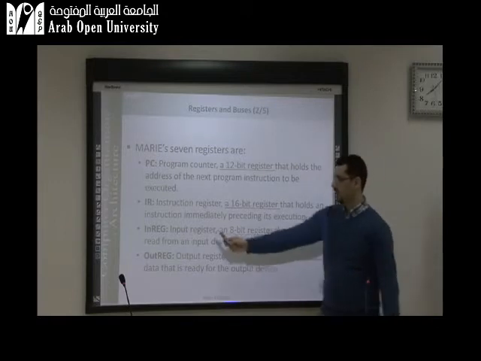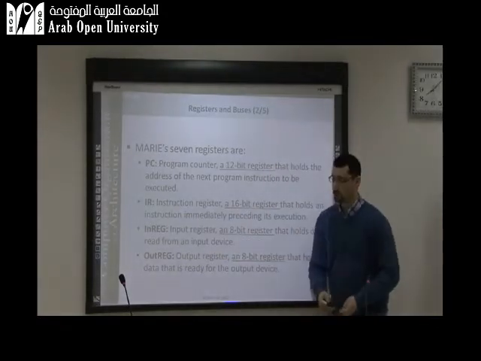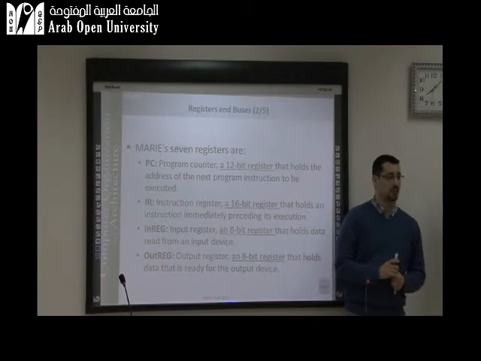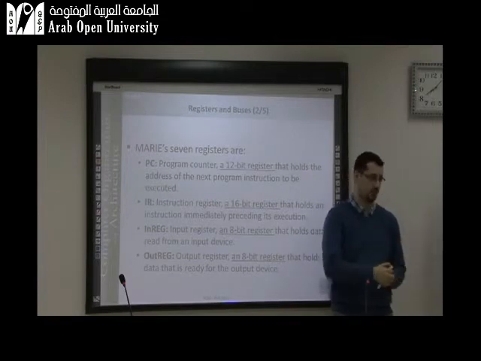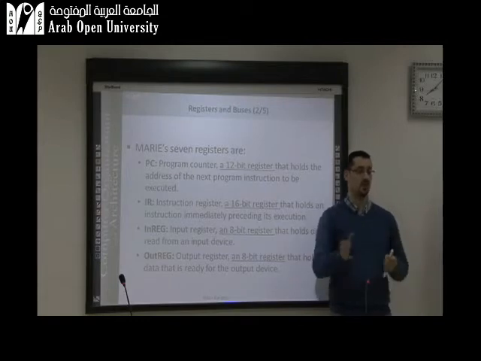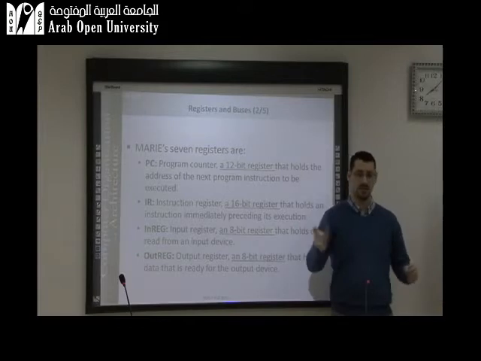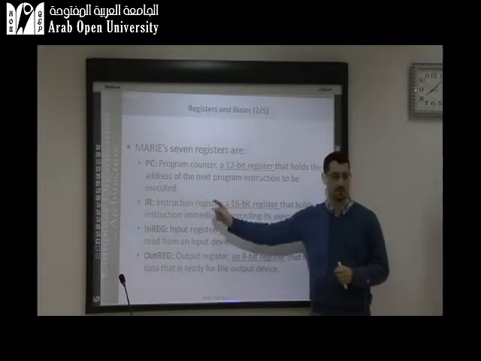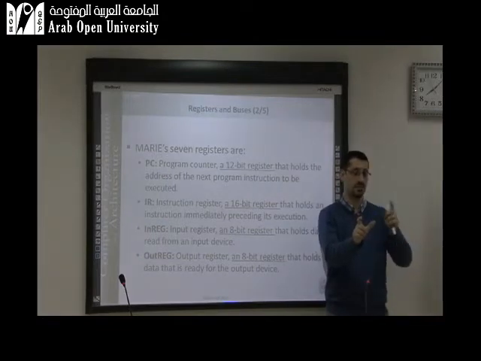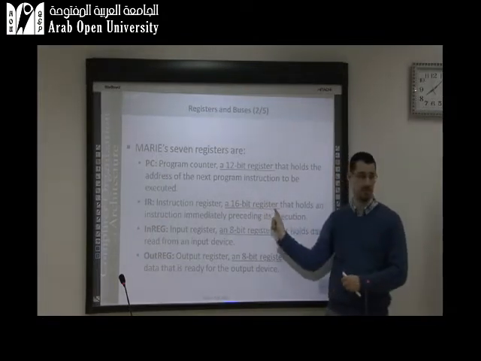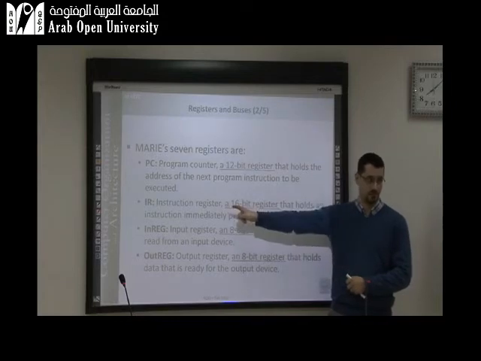Okay? The instruction register, when we explained chapter 1, we said that we have an instruction register in the CPU. And what is an instruction register? It's a register that stores the instruction to be executed, to be decoded and executed. So when the control unit fetches an instruction from the memory, it stores it inside the instruction register. Now, what is the length of one instruction? 16 bits. So we need a 16-bit register for instructions.